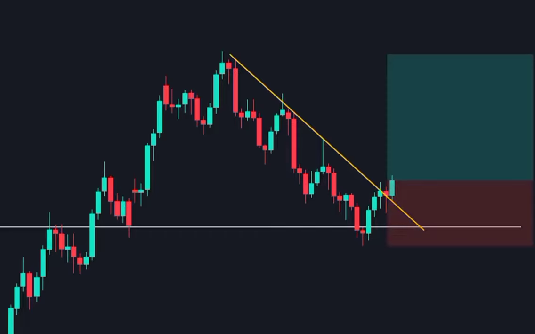Place your stop loss below the swing low, and set your first target at the swing high. This gives a clear signal that the short-term downtrend is over, and the price is ready to continue upward with the main bullish trend. Now let's look at the bearish version of this setup.